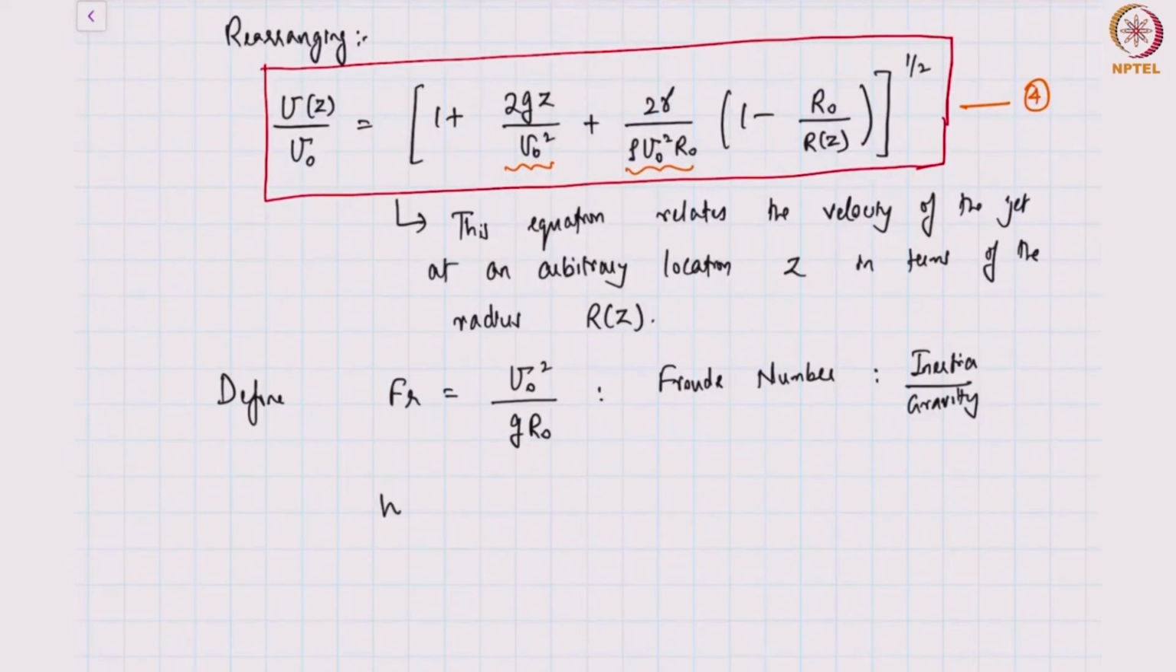I define another non-dimensional number called We, which is rho U0 square R naught by gamma. This number is called the Weber number, which is the ratio of inertia to surface tension. So once I have these non-dimensional numbers, I can substitute into my equation, and what do I get?